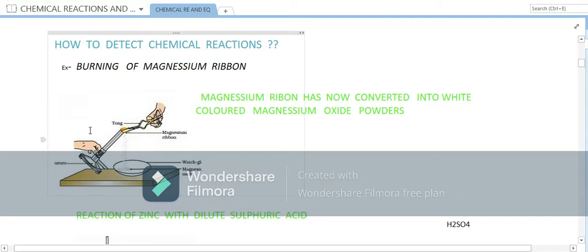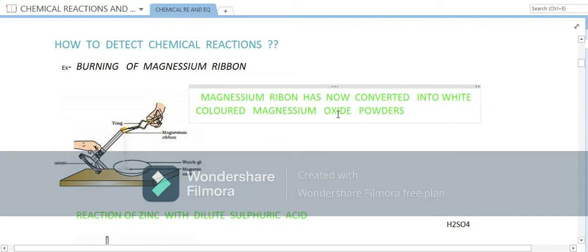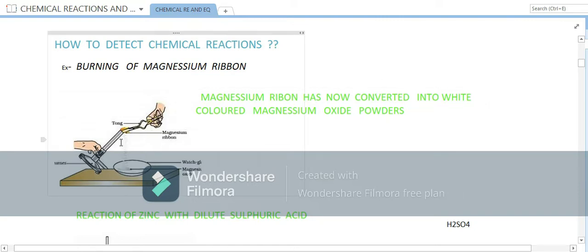In your classes, maybe your teacher had shown you this. Here you can see that it is a tongs and there is a magnesium ribbon here. This is a burner and this is a petri dish or watch glass, whatever you say. You take a magnesium ribbon and burn it using the burner, and there will be some dust-like thing that will be collected in this watch glass.